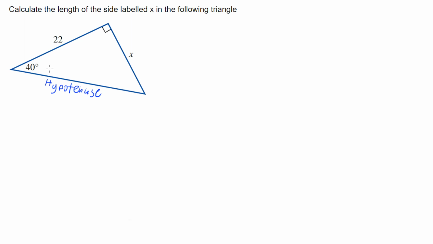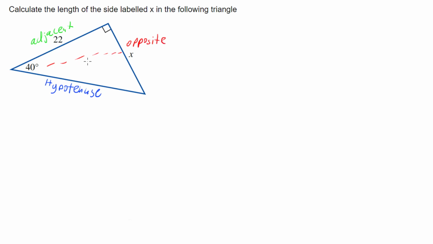I can then label my adjacent side because it's the one touching the angle, so it's my adjacent side. I can also get my opposite side. It's the one that if I go from the angle that I've got that's not the right angle across the triangle, I get my opposite side. It's opposite the angle.